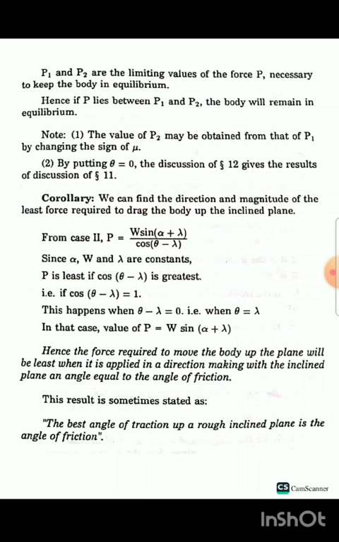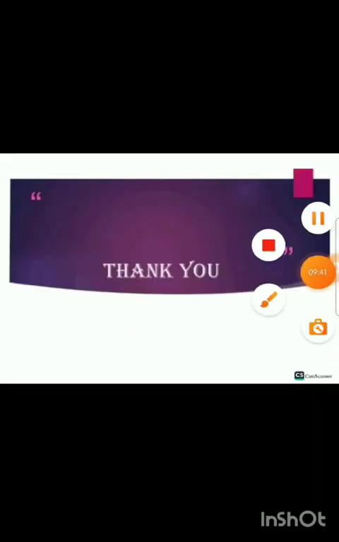So from these two cases, the force required to move the body up the plane will be least when it is applied in a direction making with the inclined plane an angle equal to the angle of friction. This result is sometimes stated as: the best angle of traction on a rough inclined plane is the angle of friction. Hence proved. Thank you.